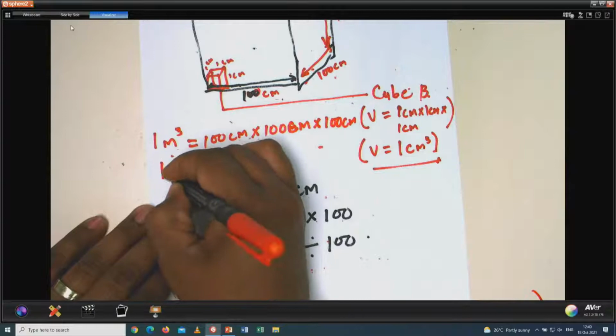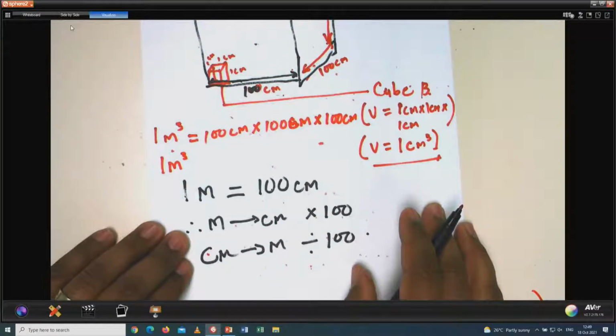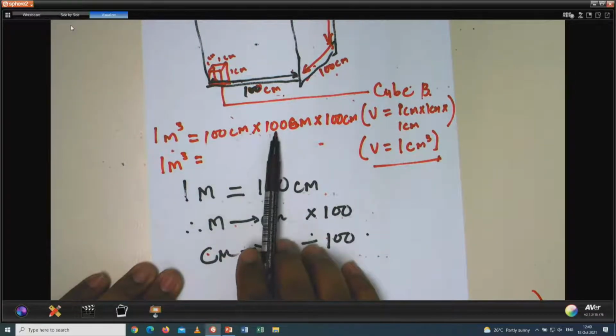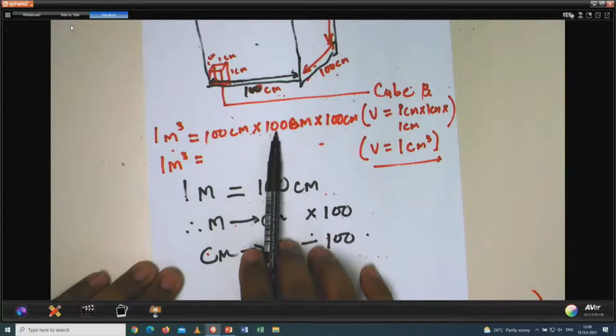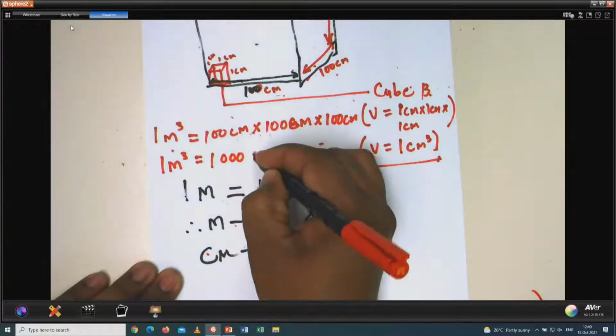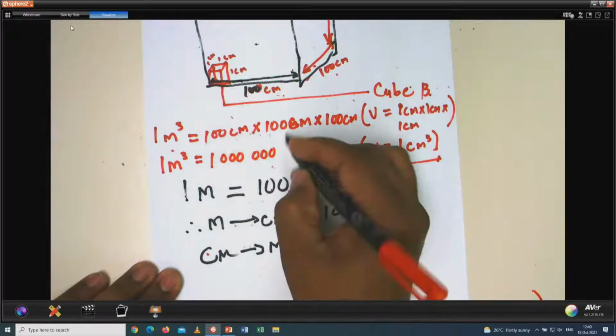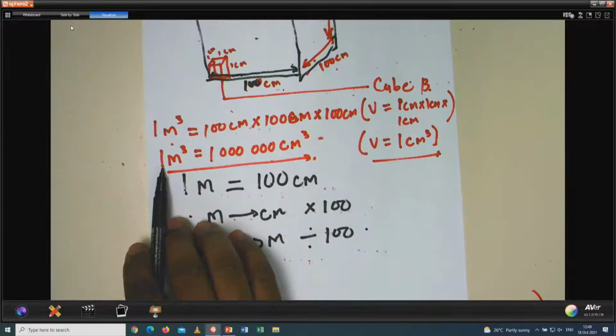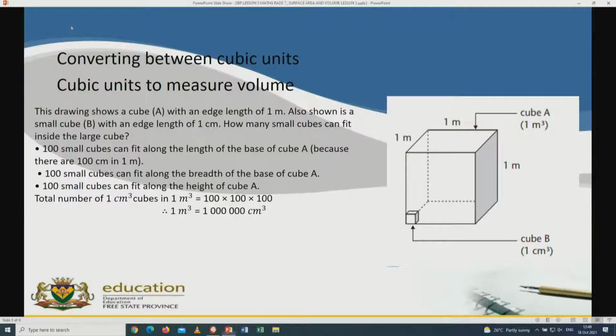Now 1 cubic meter will be equal to, let's check, what is 100 multiplied by 100? 100 times 100 is 10,000, correct? And then 10,000 multiplied by 100 will be 1 million. Therefore, how many zeros are there? 6 zeros. Then we will say 1 cubic meter is equal to 1 million cubic centimeters. I think it is very clear from this picture.